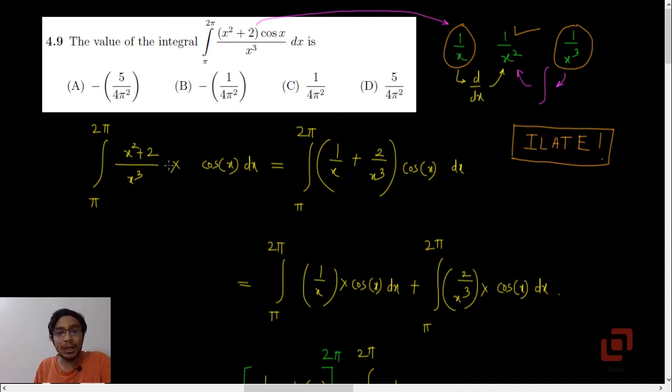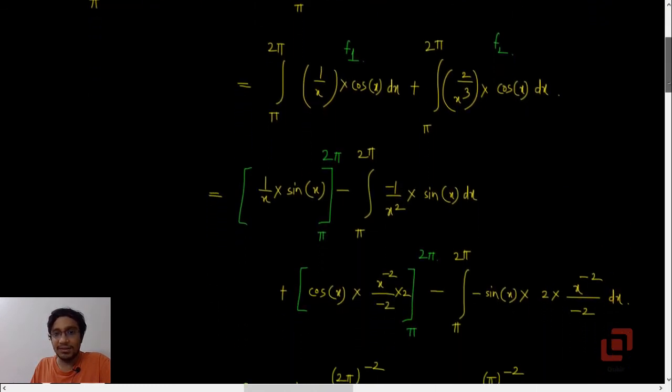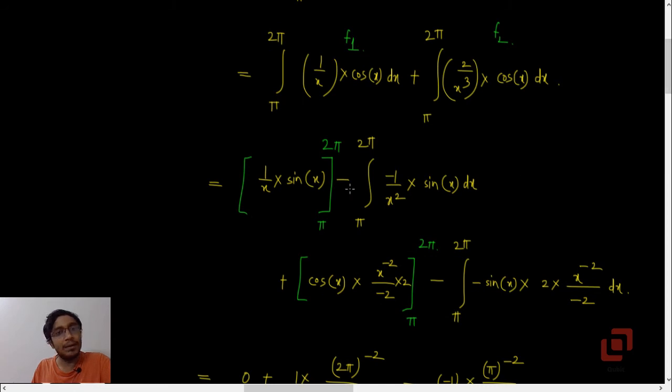First you have to split this numerator. So it will be 1 upon x plus 2 upon x cube. Keep the trigonometric function as it is, and then you have to split your integral into two integrals: 1 upon x into cos x as the first integrand, and 2 upon x cube into cos x as the second integrand. Now as far as the first integral is concerned, that is the integral of f1, I have applied integration by parts by following ILATE.